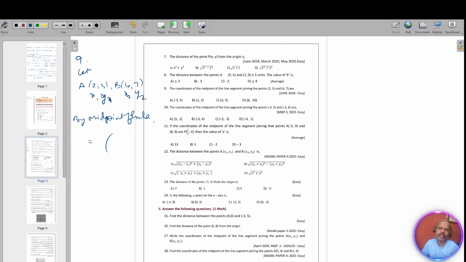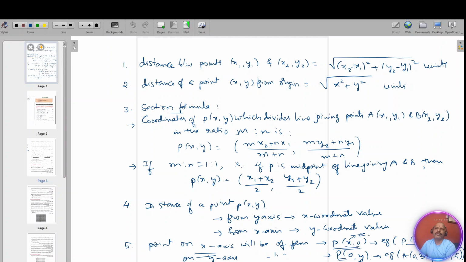You should know the formula. There are 4 formulas in this chapter. I can recap for you. Distance formula is the square root of (x2 minus x1) whole square plus (y2 minus y1) whole square. Distance from origin is the square root of x square plus y square. Midpoint formula is this one: (x1 plus x2) by 2, (y1 plus y2) by 2.